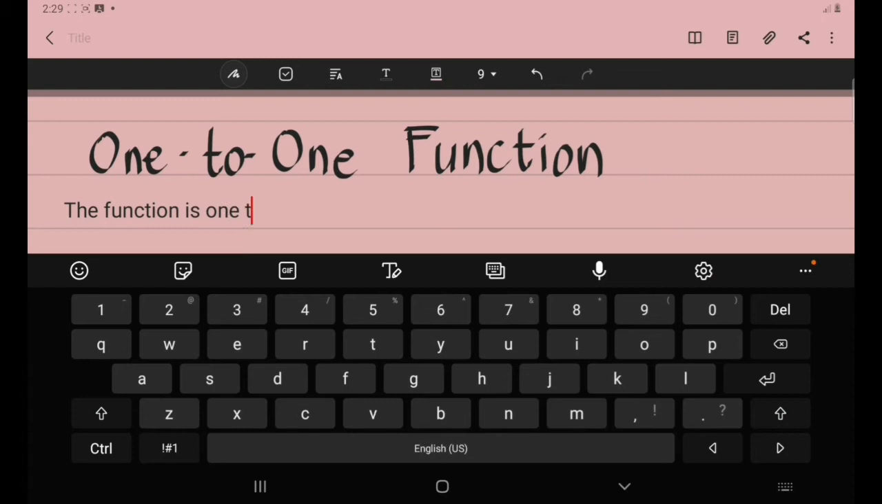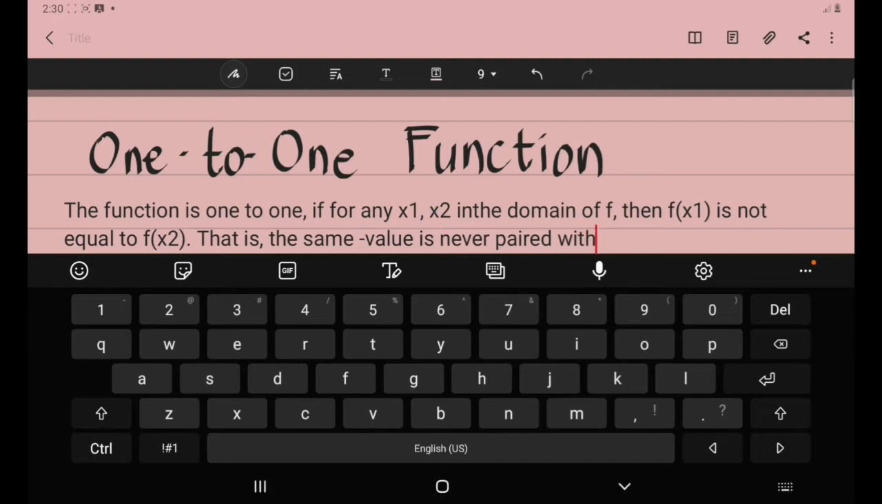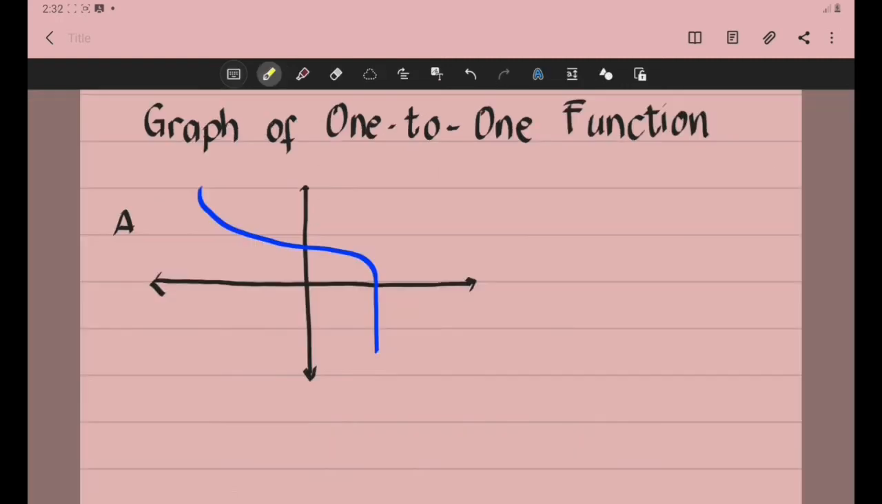The function is 1 to 1 if for any x sub 1 and x sub 2 in the domain of f, then f of x sub 1 is not equal to f of x sub 2. That is, the same value is never paired with two different values. Proceed with the graph of 1 to 1 function.